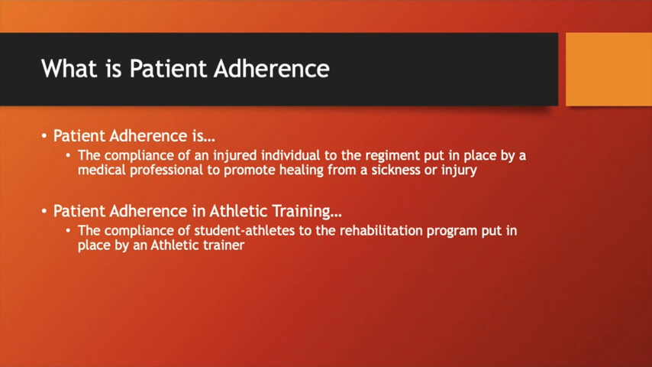So, what is patient adherence? It is when an injured individual complies to treatments or regimens given by any medical providers. For athletic trainers, we see patient adherence when they attend rehab sessions and follow what is recommended by athletic trainers. This may also include stretching regimens, coming on time to rehab, and other factors. It is important to understand patient adherence in order to give proper treatment to our athletes.